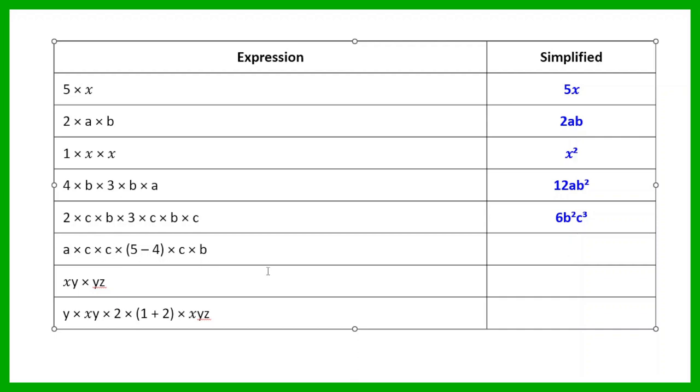Then in alphabetical order, the first variable I'm going to deal with is a. There's only one a, so it just stays a. Then I've got b. Again, there's only one b, so it stays b. And then I've got 3 c's that are being multiplied together, so that's going to be c cubed. Okay.